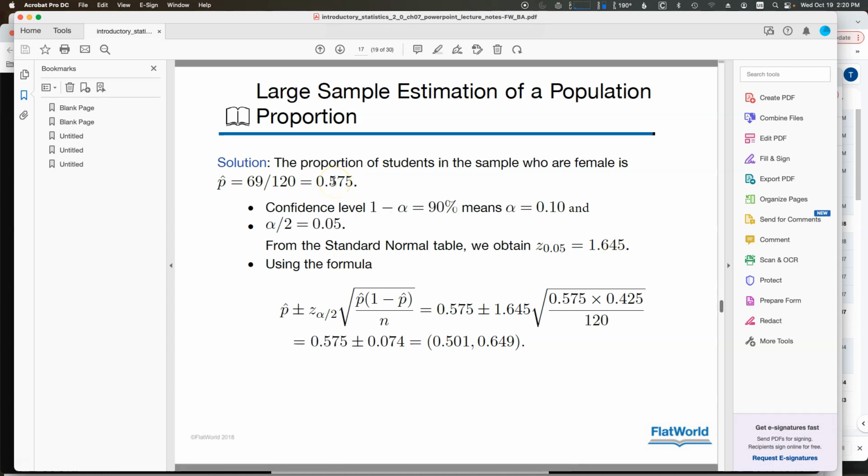So we then take our proportion, 0.575, plus or minus our z-score of 1.645 times the square root of 0.575 times (1 minus 0.575) over n, which is 120. Plug and chug, my friends. Put that into your calculator, and we'll see that the 90% confidence interval would be our 0.575 plus or minus 0.074. So subtract that and add that, and you'll see that the range is 0.501 to 0.649. See how useful that is?